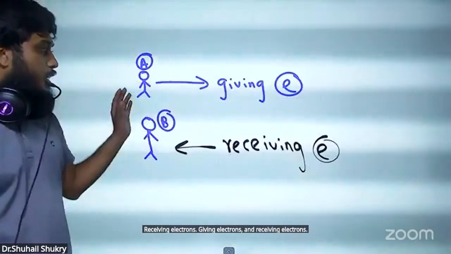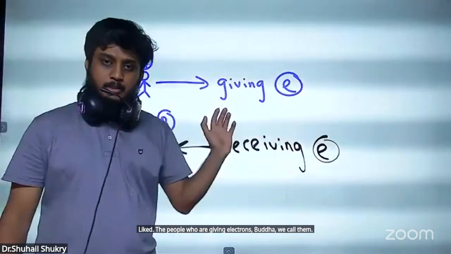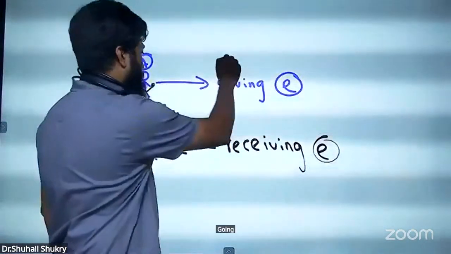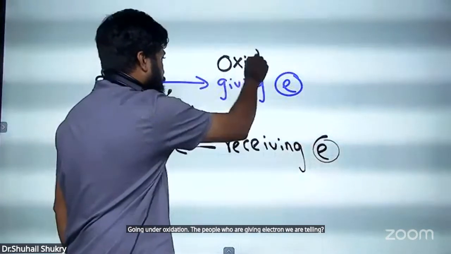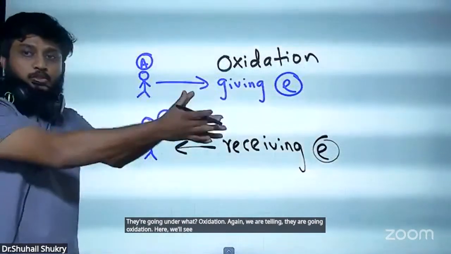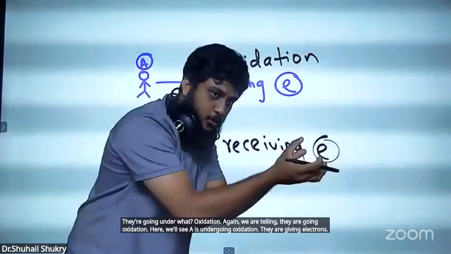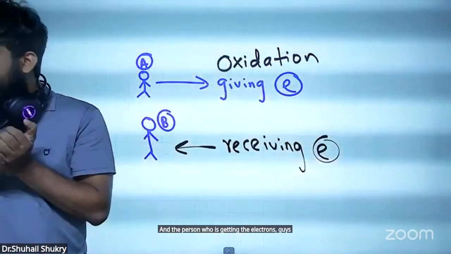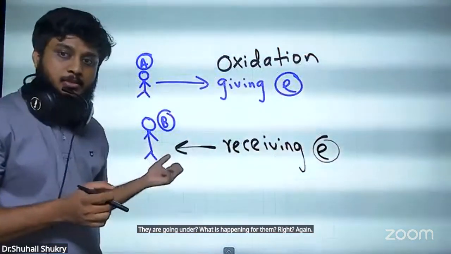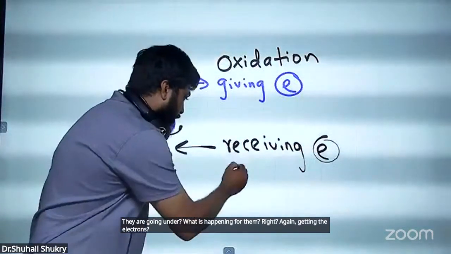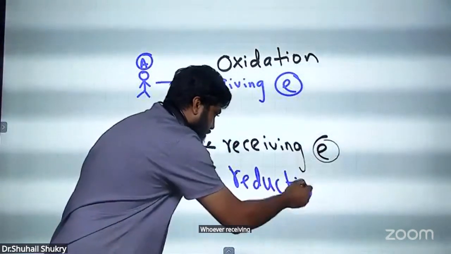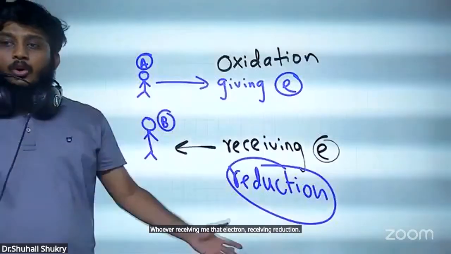The people who are giving electrons, we say they are going under oxidation. The people who are giving electrons, we say they are going under what? Oxidation. Here, we'll say A is undergoing oxidation. And the person who is getting the electrons, we say they are undergoing reduction. Very easy: whoever receives electrons, receives reduction. We call it reduction.